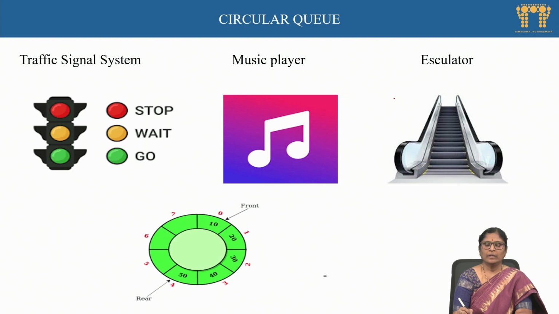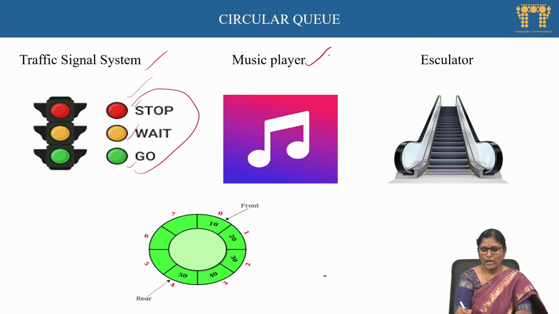Now, these are real-world examples we see in day-to-day life that resemble the circular queue. The traffic signal system forms a circle. First you have a red light, then yellow, then green. After this, it goes back to red. So the activities happen in a circular fashion.